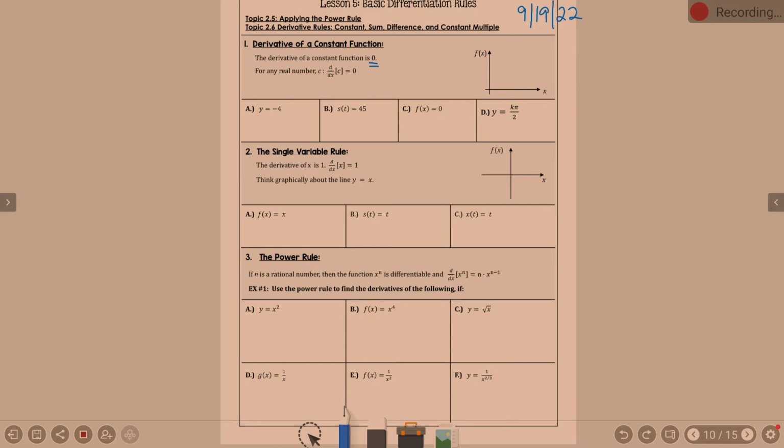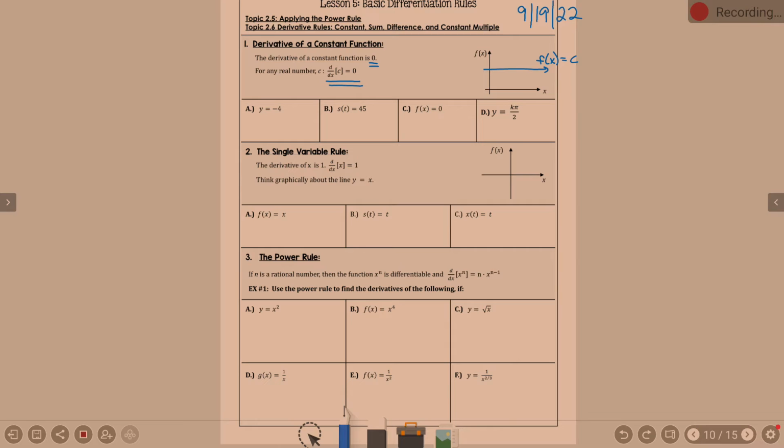It is a horizontal line, right? And so, if I call this f of x equals c, what is the slope of a horizontal line? 0, every time. So the derivative of a constant number, or just a plain old number, is always 0.